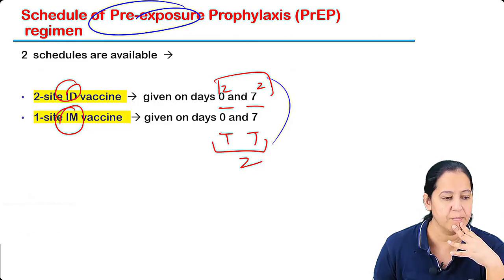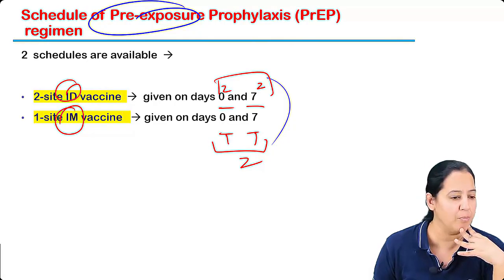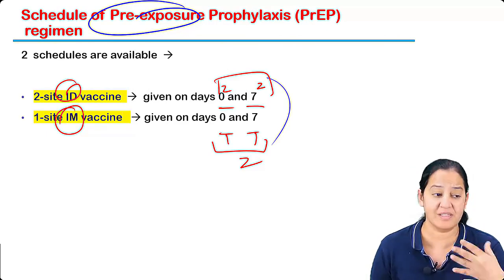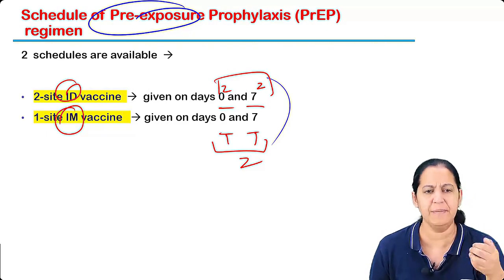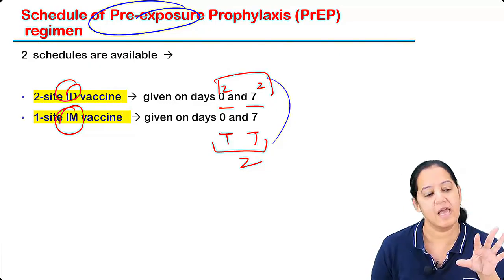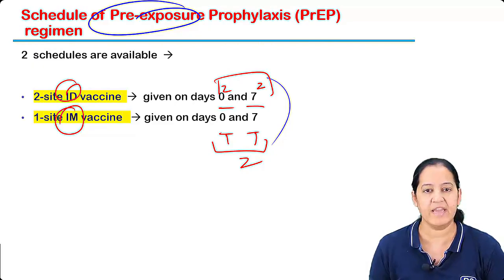Got it? Monkey bite, I have not heard about it. Monkeys are also warm-blooded. Yes, monkey bite will also have the same, because with the monkey bite also we are suspecting rabies. Whichever animal bite, if you are suspecting rabies, the vaccination schedule is the same. Okay, can we proceed?